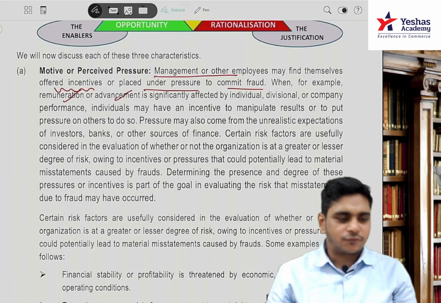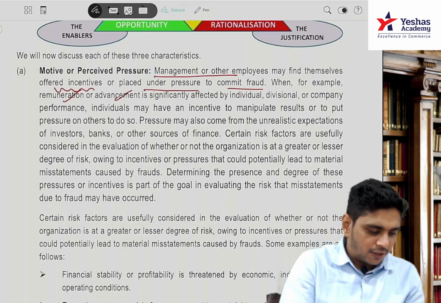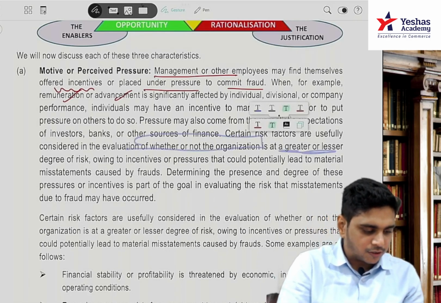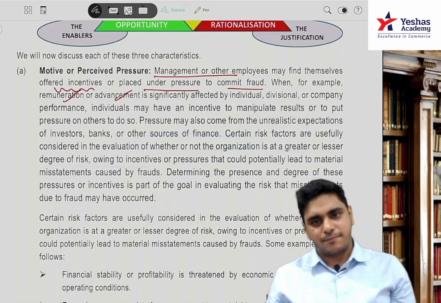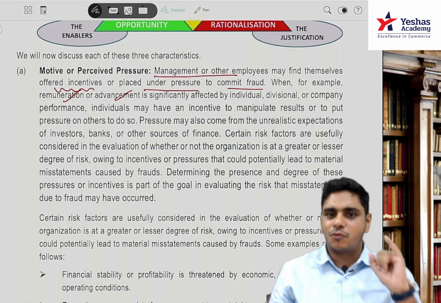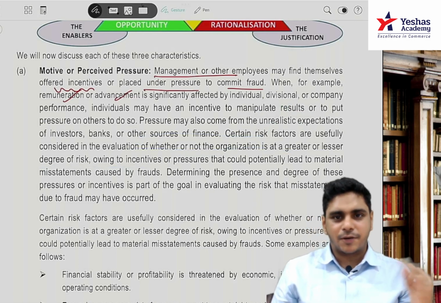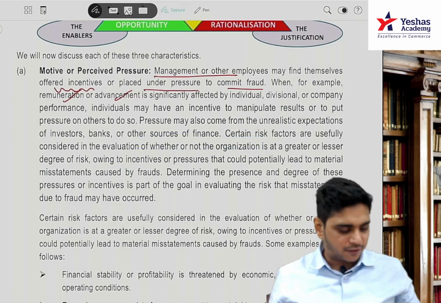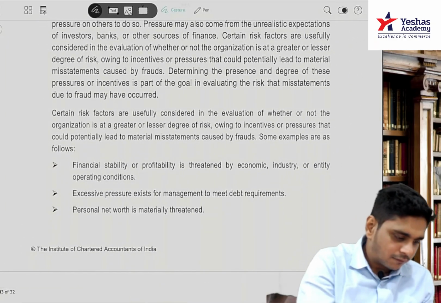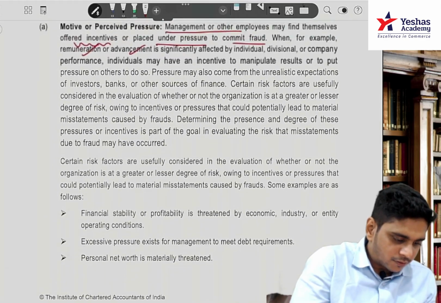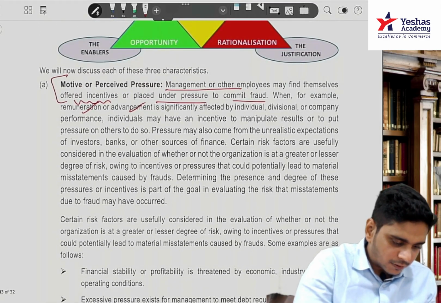Certain risk factors are usefully considered in evaluating whether the organization has a greater or lesser degree of risk. Basically, money plays a very important role. You create a pressure, either emotionally or financially, on somebody. That is called motive or perceived pressure. So they have given some examples. Mark from here till here.